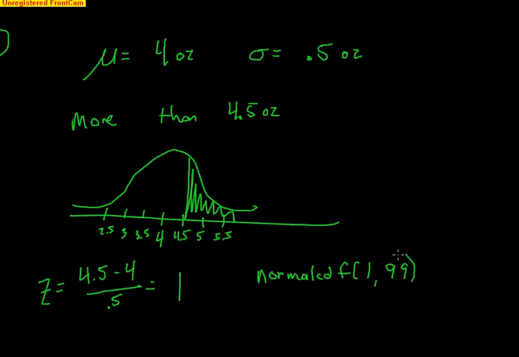I expect 15.87% of the time there to be more than 4.5 ounces between 2 bowls. Hopefully that makes sense. That's a way that you could link them together.